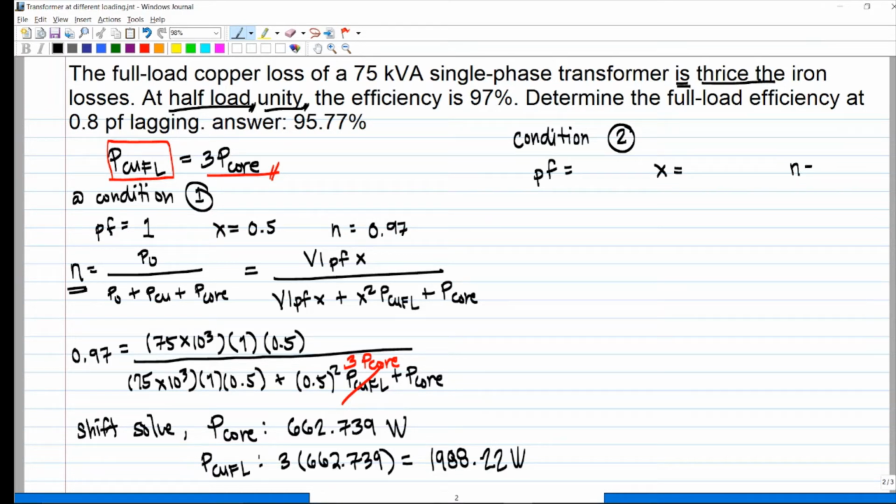And since ang N dito ang siyang hinahanap, siya ang unknown, di ba? So, determine the full load efficiency. When we say full load, yung X natin ay isang buo, that is 1, and the power factor given is 0.8.